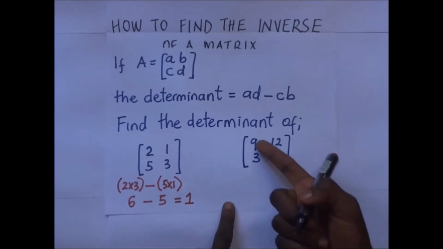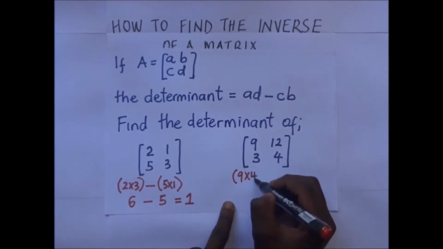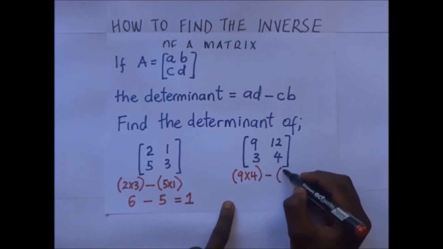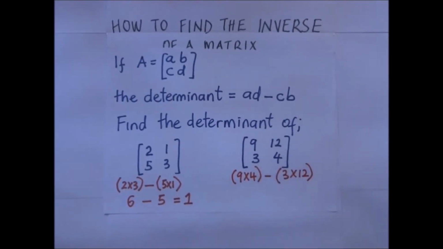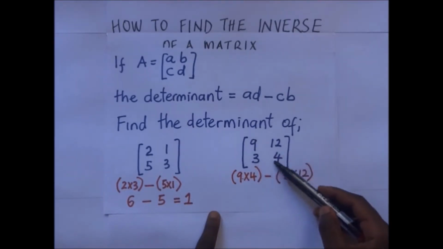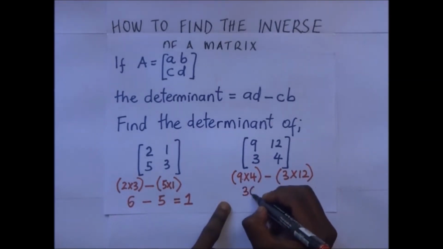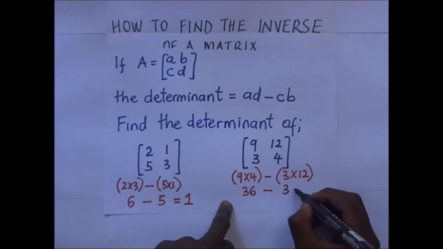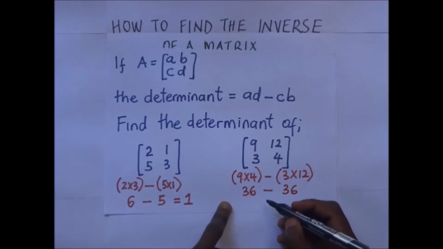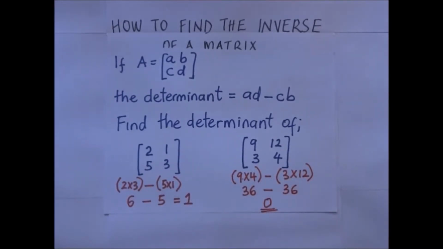Let's get to the next matrix. This is in the main diagonal, so it's going to be 9 times 4 minus 3 times 12. 3 times 12, that is in the minor diagonal. 9 times 4, this is the main diagonal, the major diagonal. So 9 times 4 is 36 minus 3 times 12, which is 36. So the determinant of this matrix is 0. So that is how we find the determinant of a matrix.